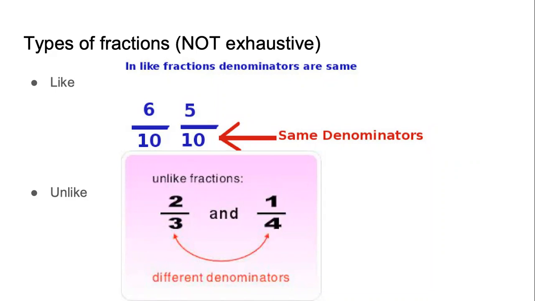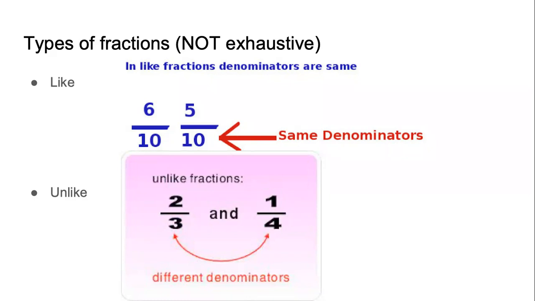Here, 5 by 10, 6 by 10, both have the same denominator 10, so they are like fractions. Similarly, 2 by 3 and 1 by 4. Now the denominators are 3 and 4. Remember, denominator is below the line. 3 and 4 are different, so they are unlike fractions. Very simple.